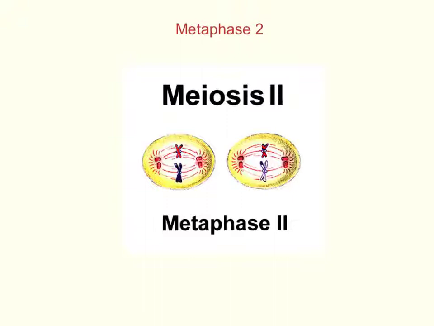During metaphase 2, the nuclear membranes disintegrate. The chromosomes line up on the equator of the cell. This occurs in no special order, also known as random orientation. Then, spindle fibers from opposite poles of the cell attach to each of the sister chromatids at the centromeres.